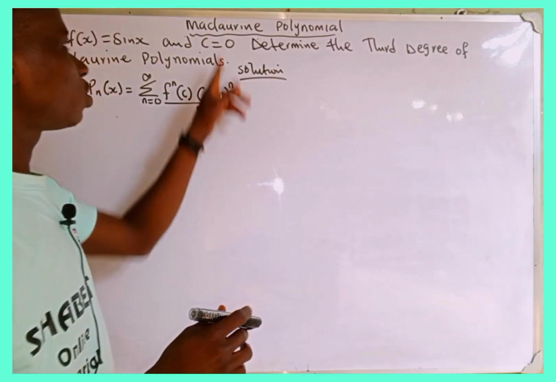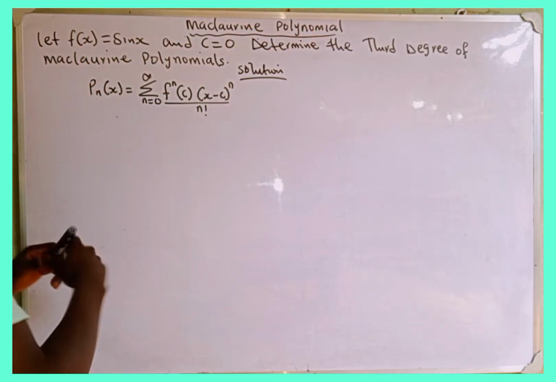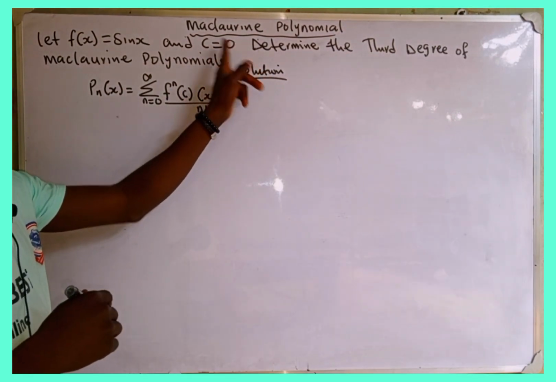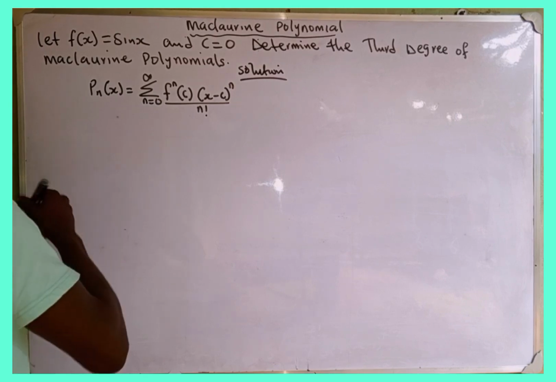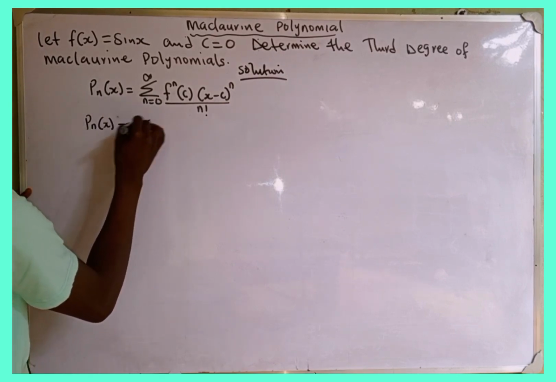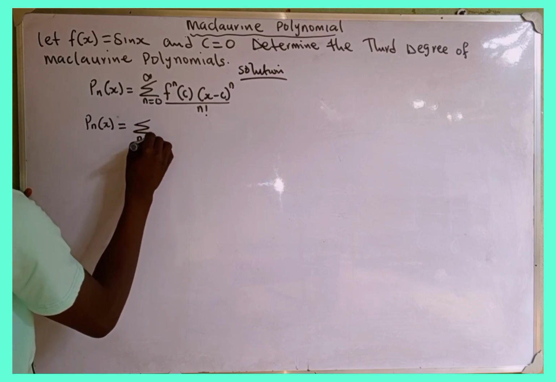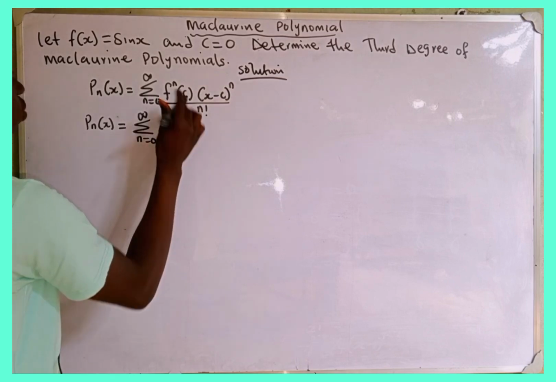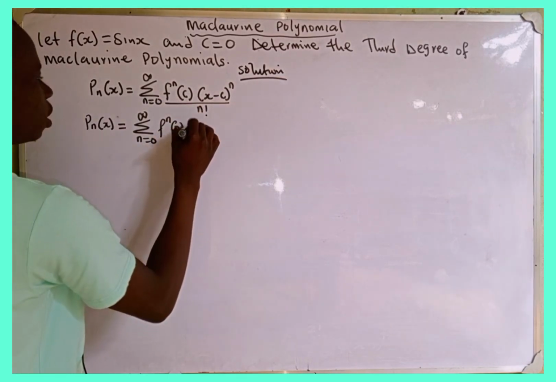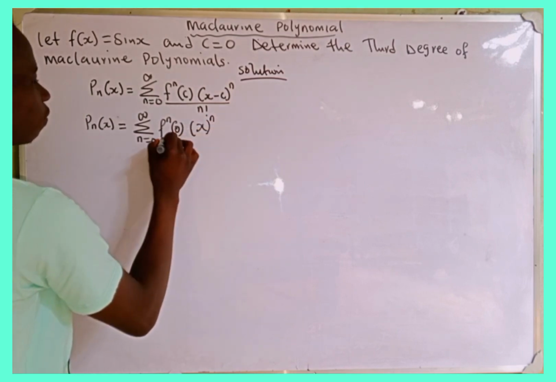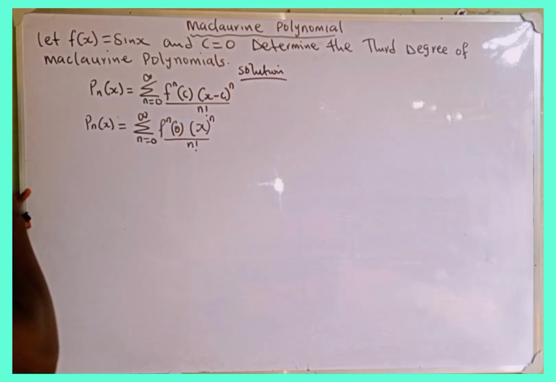From this formula, we're going to get Maclaurin polynomials. Remember, c is equal to 0 from the question. So we're going to substitute c equal to 0 into this formula. We're going to have P of n of x, which is equal to the summation as n ranges from 0 to infinity of f to the n-th derivative of 0, in place of c is going to be 0, then multiplied by x minus 0, which is the same as x raised to the power of n, all over n factorial.